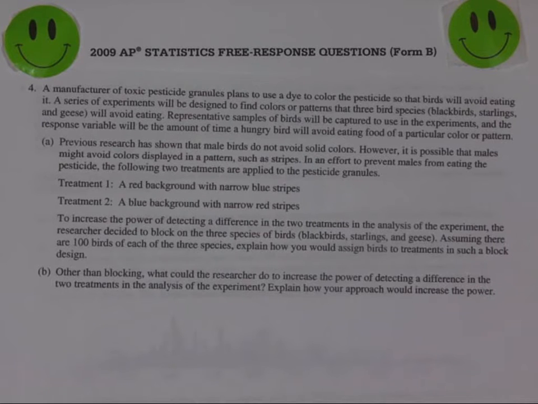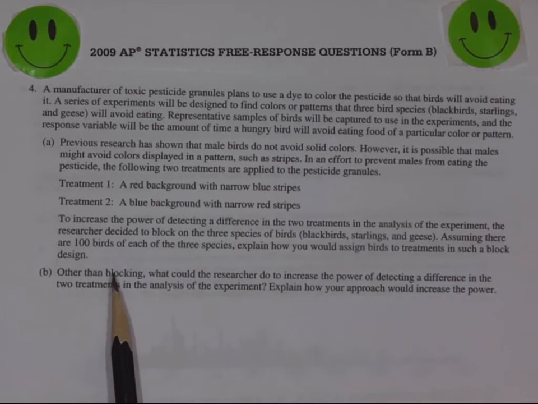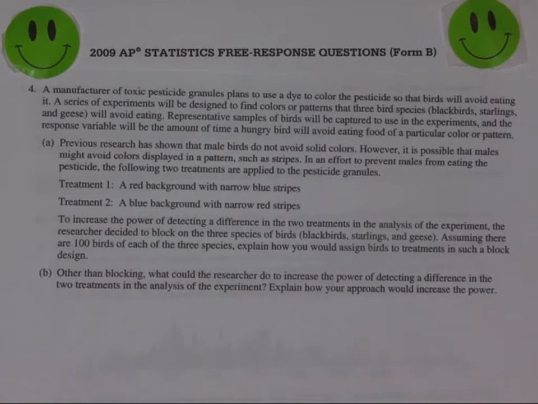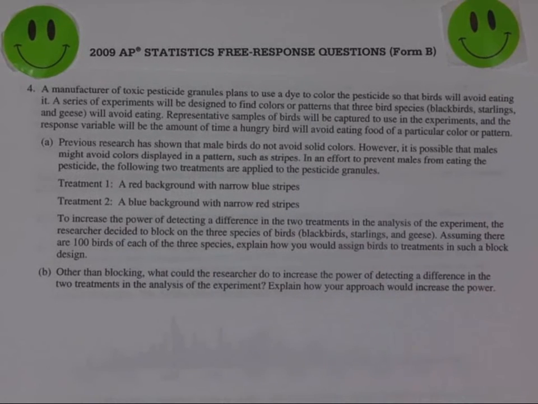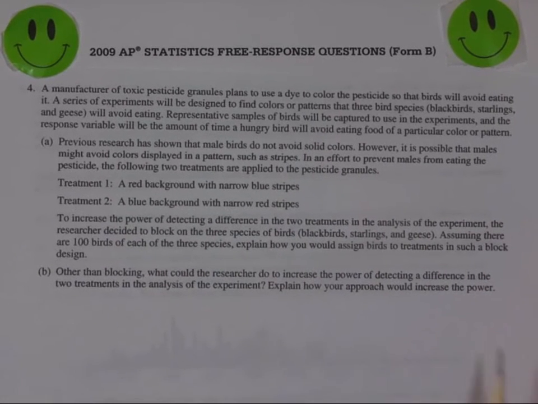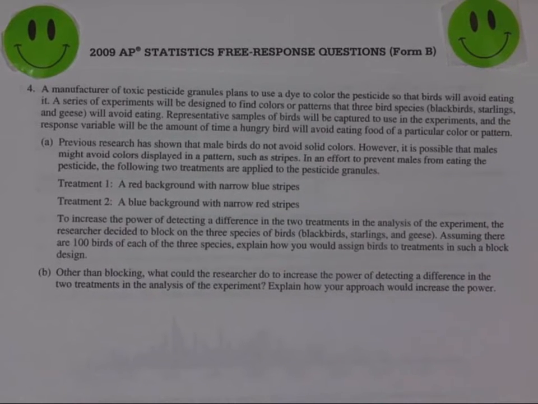All right, so first of all, it's asking us how would we assign these 100 birds. And of course, we want to assign them randomly to the 2 treatments within each block. Blocking means you divide them up into groups and do a full experiment within each block. So within each block, you're going to randomly assign to treatments, and then treat those groups exactly the same. And then, if you were doing the full experiment, you would explain how you're comparing the results between the groups.